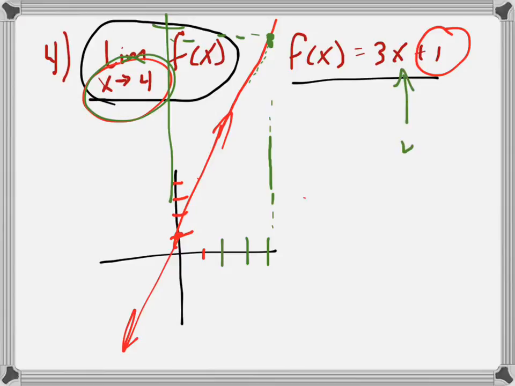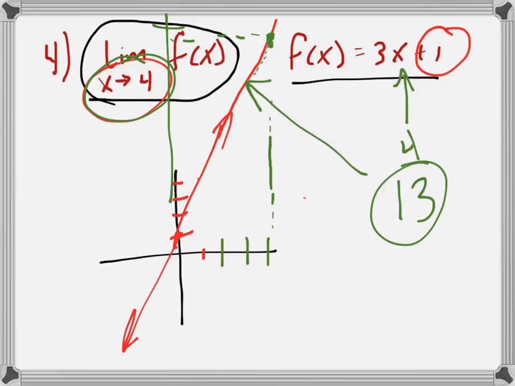Well, all you got to do is plug in 4, because that's what the limit's going to be. The limit's going to be whatever the function value is, because there's nothing funky going on with this one, so the answer is just 13. The limit as x goes to 4 of f of x is 13.